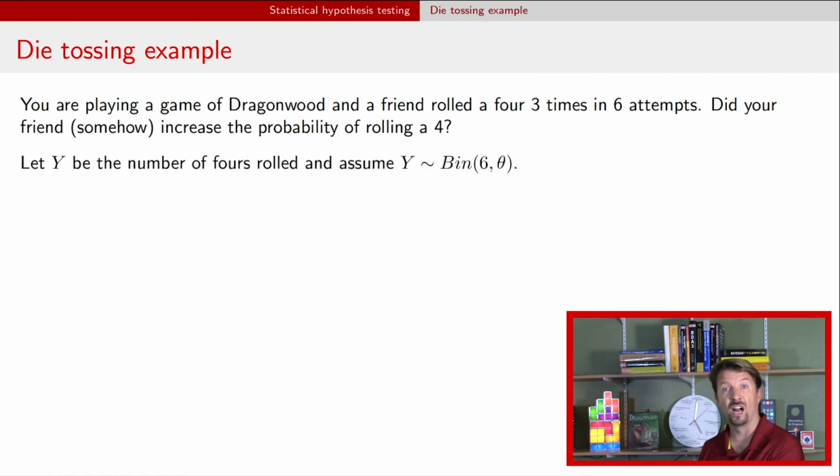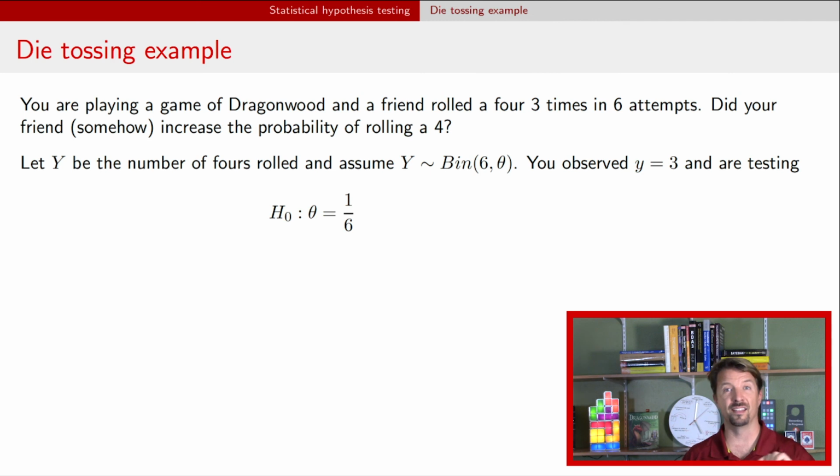We might say, let y be the number of times you rolled a 4. And we're going to assume that there's a binomial random variable with 6 attempts and a probability of success theta. Our null hypothesis might be that the theta is equal to 1/6 because it's a 6-sided die. And the alternative might be that it's greater than 1/6 because maybe you think they're cheating in their favor. And now suppose you observed 3 successes, like we said.